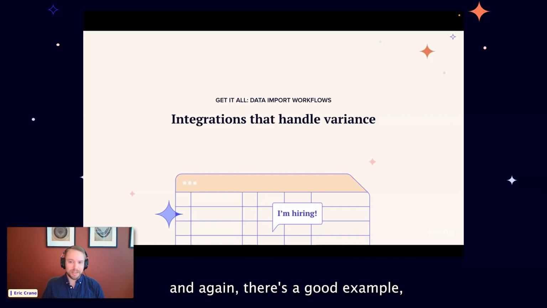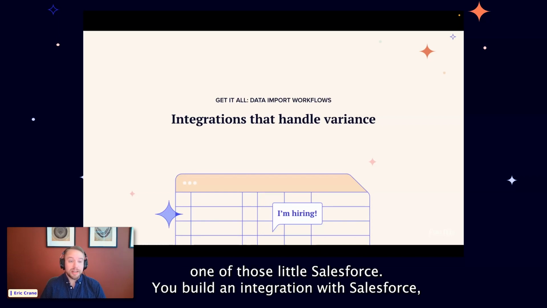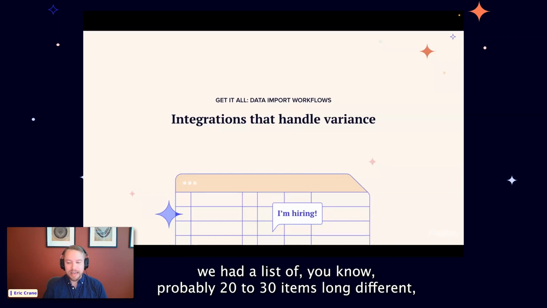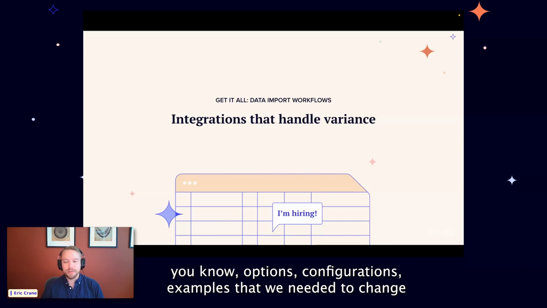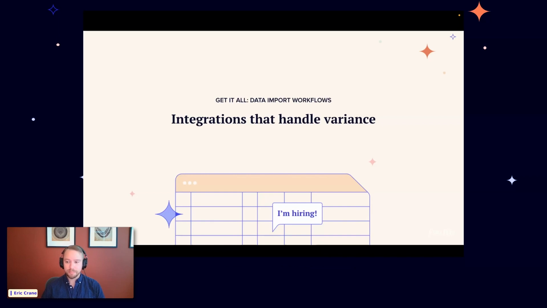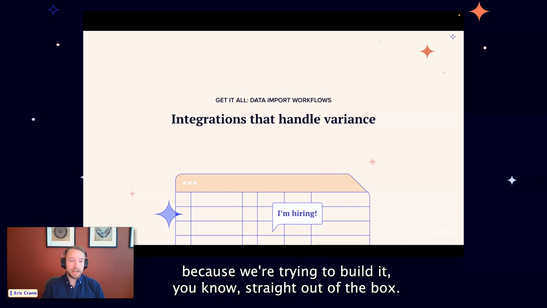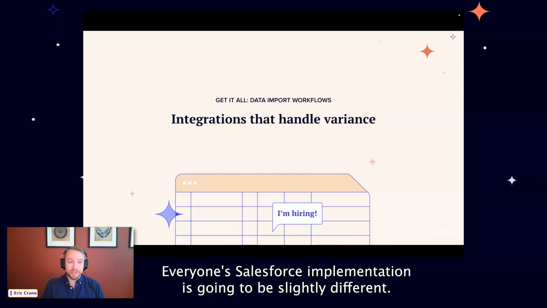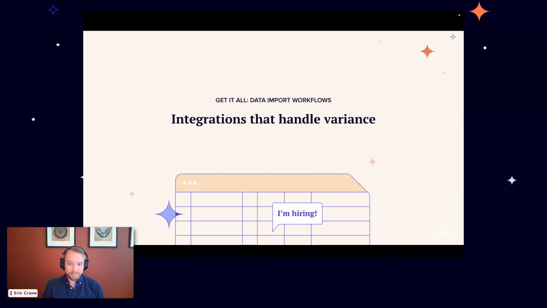Again, there's a good example. One of those was Salesforce. We built an integration with Salesforce, but we had a list of probably 20 to 30 items long of different options, configurations, examples that we needed to change just with that quote unquote simple Salesforce integration, because we're trying to build it straight out of the box. And guess what? Everyone's Salesforce implementation is going to be slightly different.